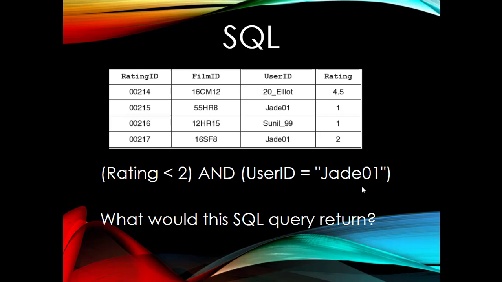Right, this query would return all the ratings that are less than 2. So we are looking at the choice between these two ratings that are less than 2 and where the user ID equals Jade01. So in this case we go to user ID Jade01 and it will return this record here.